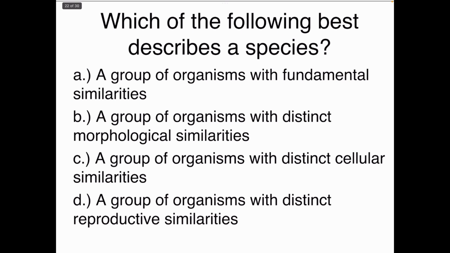Which of the following best describes a species? Option A, a group of organisms with fundamental similarities. Option B, a group of organisms with distinct morphological similarities. Option C, a group of organisms with distinct cellular similarities. Option D, a group of organisms with distinct reproductive similarities.